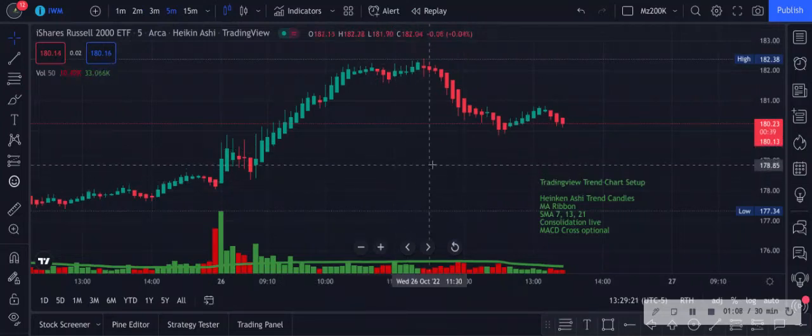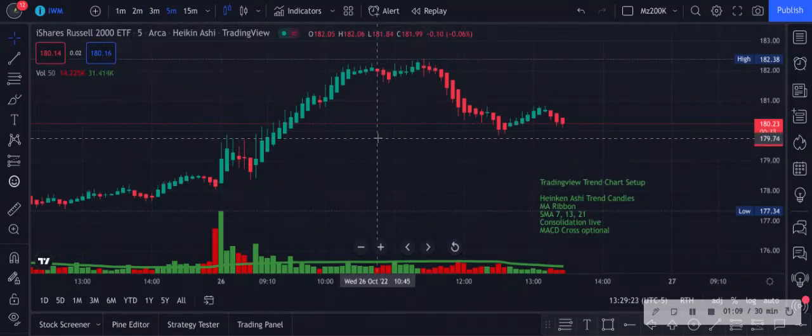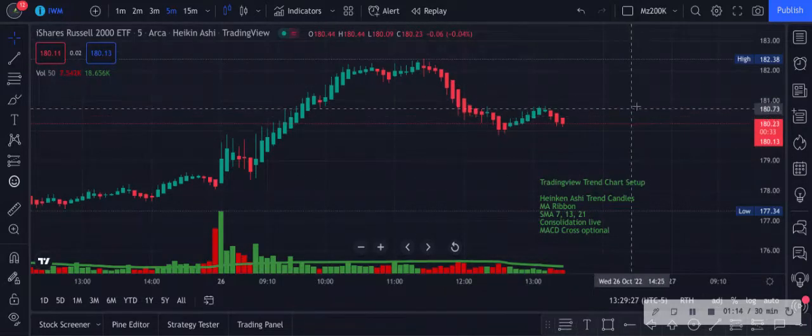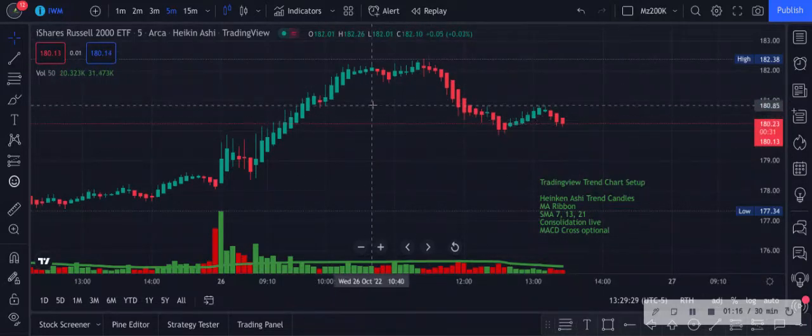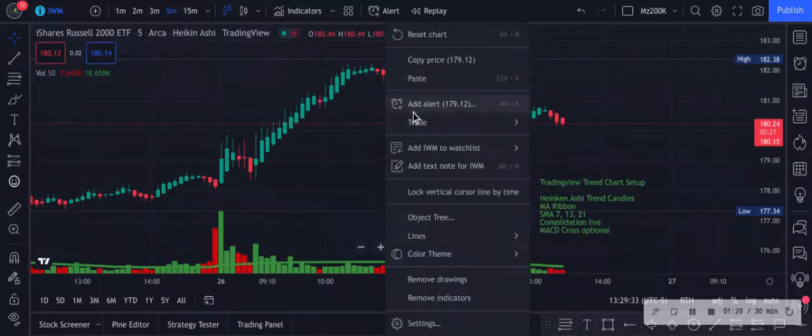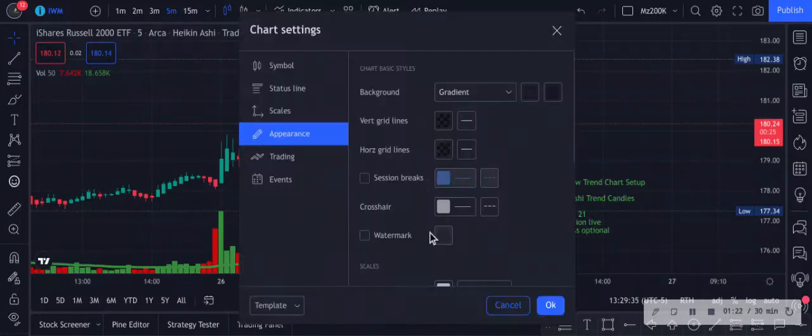So I have dark mode. And so most of you will have the candles this color. You'll have these lines that just appeared on my chart because I made those changes. But I want to show you how to remove those lines as well to have a cleaner chart.